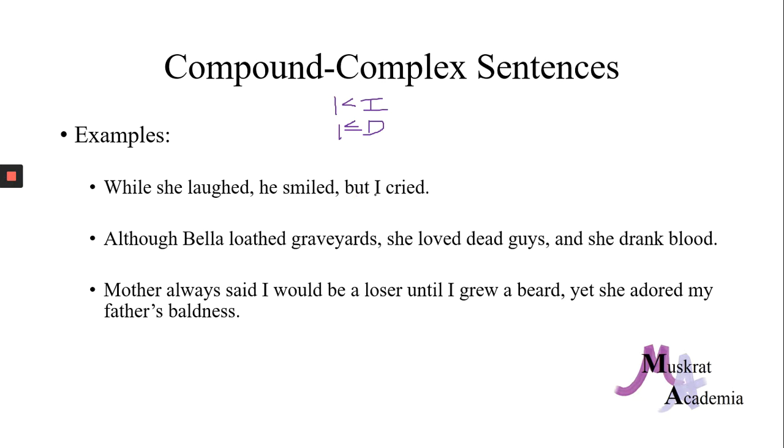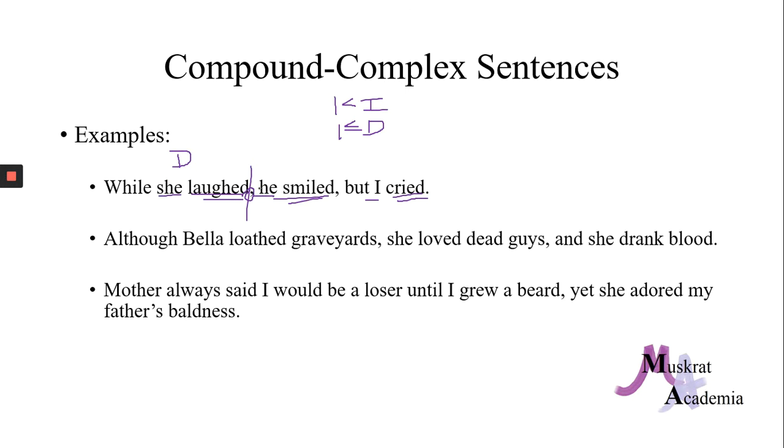Examples: while she laughed, he smiled, but I cried. No infinitives, no prepositional phrases. Verbs: laughed, smiled, cried. Who cried? I did. Who smiled? He did. Who laughed? She did. While she laughed, comma there, indicating we should probably stop and take note. Kind of like a yield sign. Just hold up a minute, we need to look at some stuff.